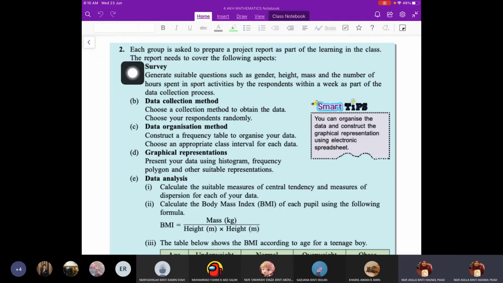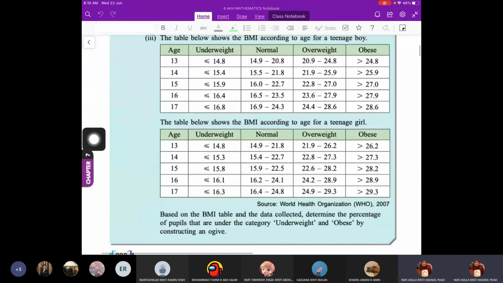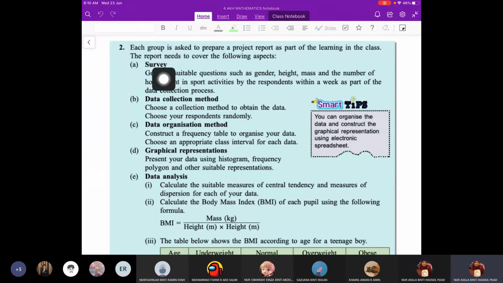Okay, kemudian nombor 2, each group is asked to prepare a project report. So, you guys are gonna do this project report. As part of the learning in the class, the report needs to cover the following aspects. So, 1, 2, 3, 4, 5. Dan last sekali ada 6. Description. Okay. So first, kamu kena buat survey. So macam tadi kita buat BMI. So kena generate suitable questions lah. Dalam survey kamu kena ada questions.